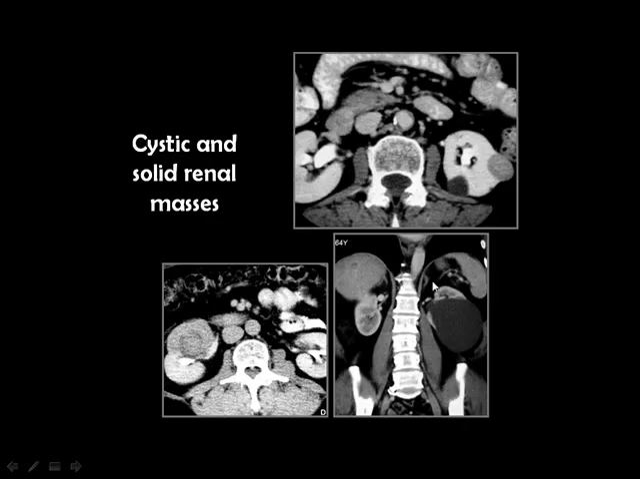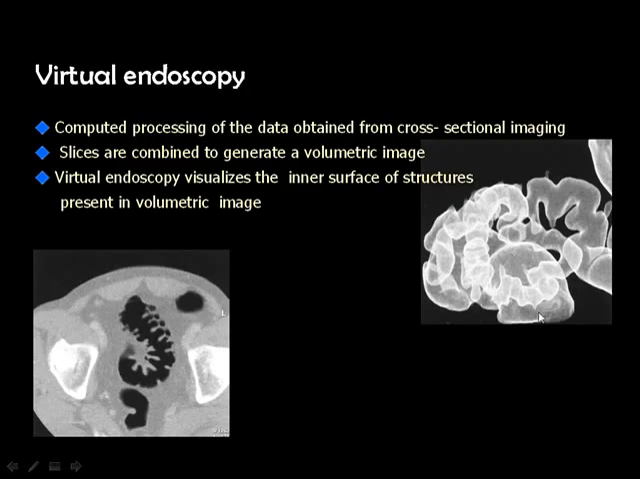Then in the kidney, the same as the liver. Cystic masses are benign, solid masses are malignant. And this is the appearance of a cystic mass in the kidney, which is a simple renal cyst. And this is an example of a solid mass in the kidney, which is a renal cell carcinoma. In this patient, you have two lesions in the same kidney, a simple cyst and a renal carcinoma. And you can easily discriminate both depending on the density of the lesion.